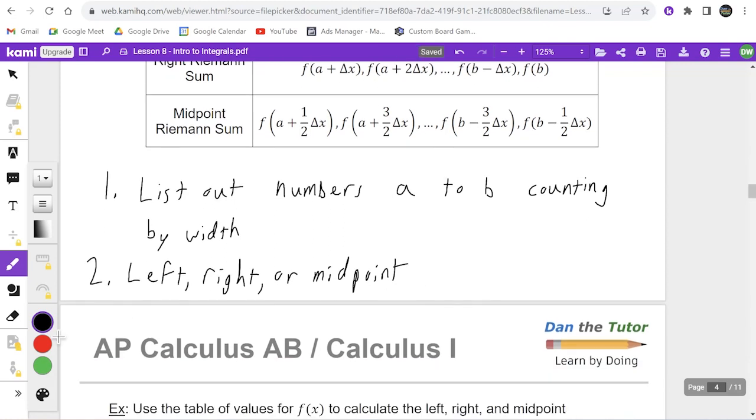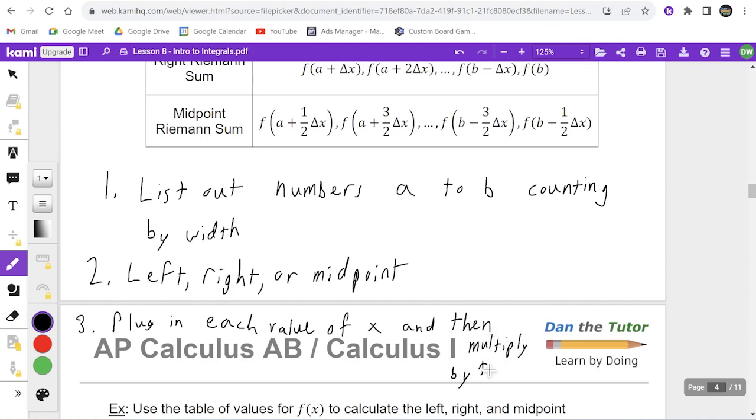And then finally, step 3, you're going to plug in each value of x and then multiply by the width. Plug in each value of x into the function and then multiply by the width. So in other words, the width is a constant. And if I were to give an example of this, and hopefully you have space in the margins somewhere, or maybe even on the next page.